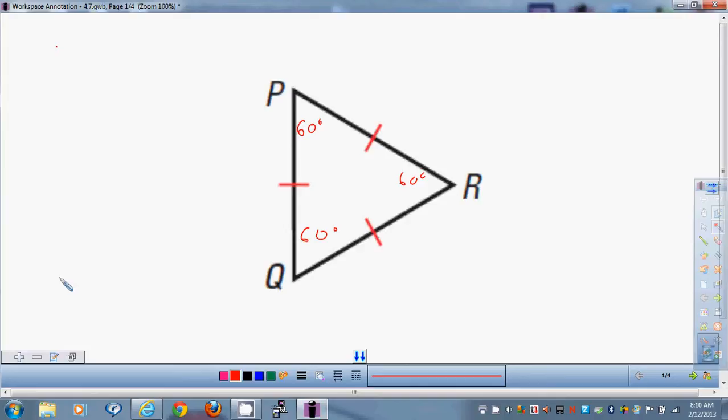Now, every equilateral triangle is also equiangular, thus making it regular. And every equilateral triangle has 60-degree angles. 60 degrees. Today, this is 4.6.